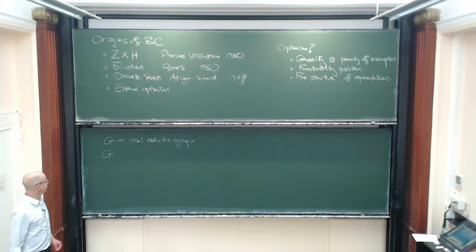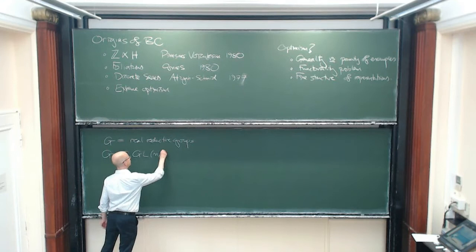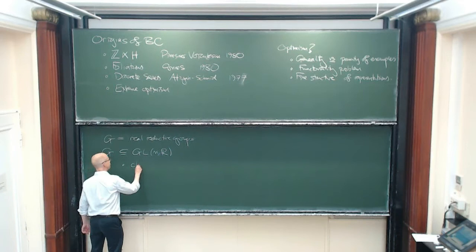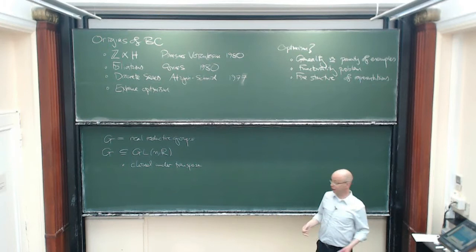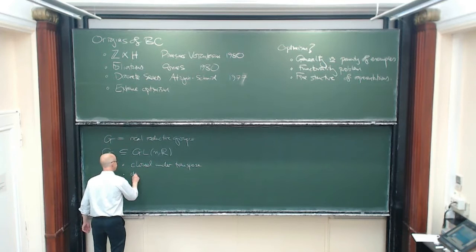So what do I mean by this? I mean a subgroup of GL_n(R) with two properties. The first property is that it should be closed under the transpose operation. So for example, SL_n(R) is good, upper triangular matrices bad. We'll see upper triangular matrices, but in a different context. And the other thing is that these guys should be defined by polynomial equations.